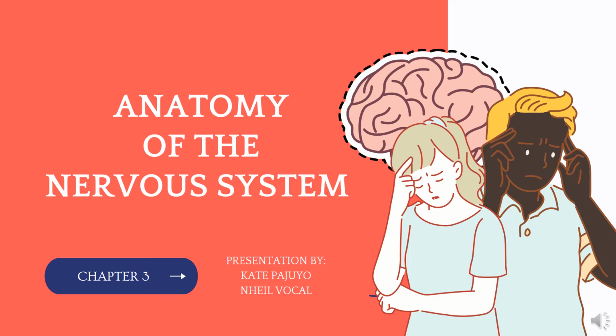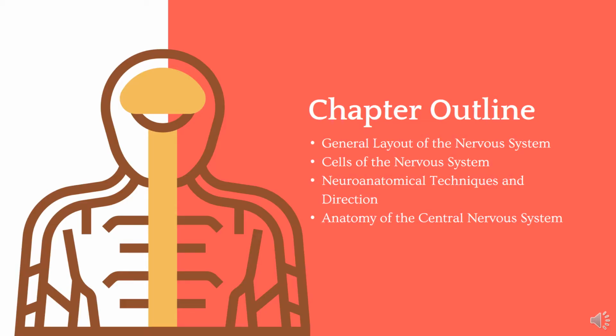Hello everyone, we are the facilitator for chapter 3 and we're going to learn about the anatomy of the nervous system. For our chapter outline, we are going to tackle the general layout of the nervous system, cells of the nervous system, neuroanatomical techniques and direction, and anatomy of the central nervous system.